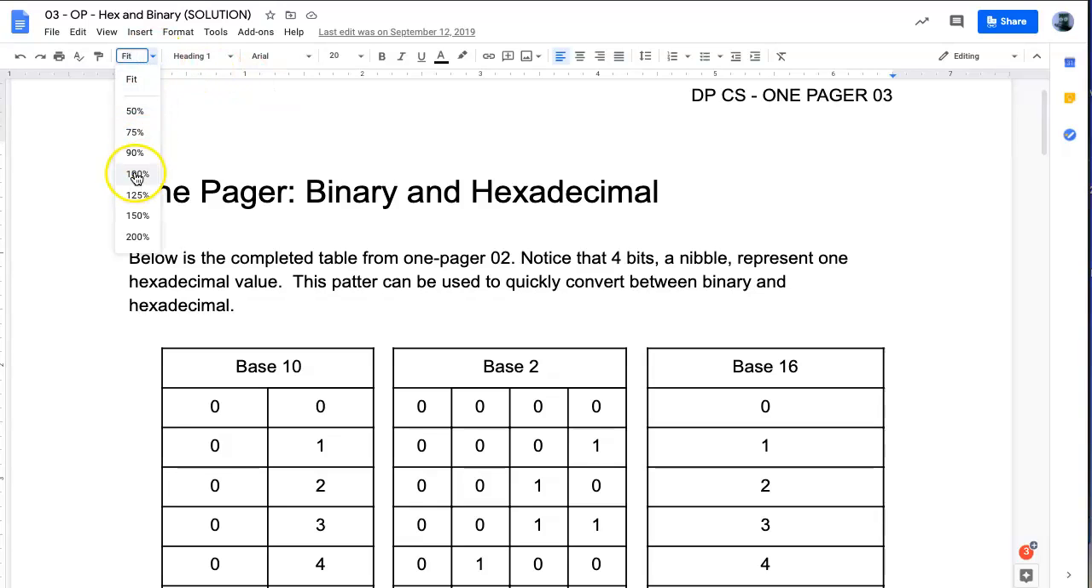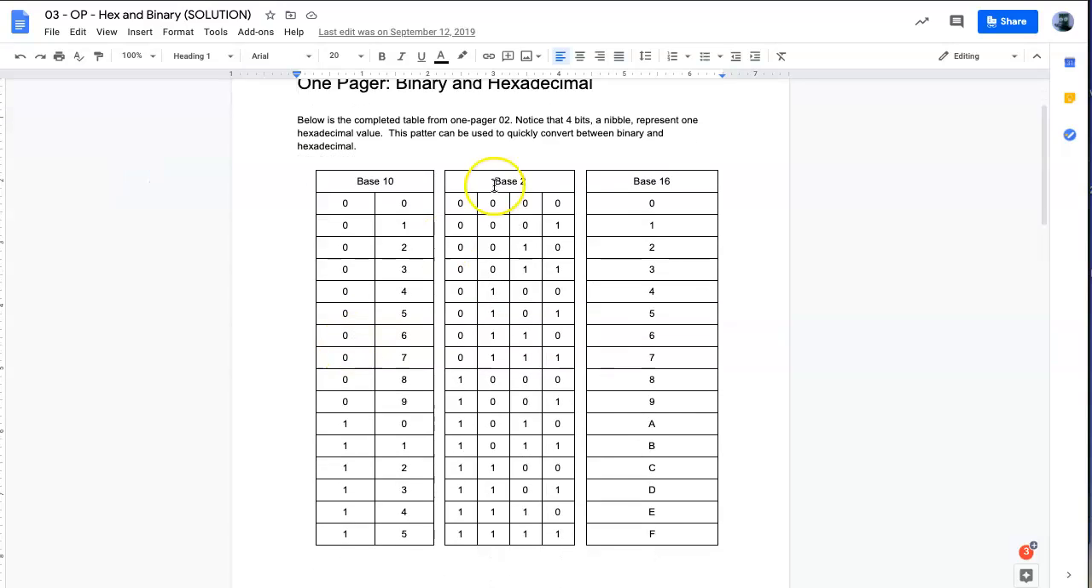So in our last one pager, we talked about how to build this table. You build this table, and we know what base 10 is. That's just counting normally, 0 through 9, and then we say 10, 11, 12, 13, 14, 15. It looks a little funny because I put them in columns.